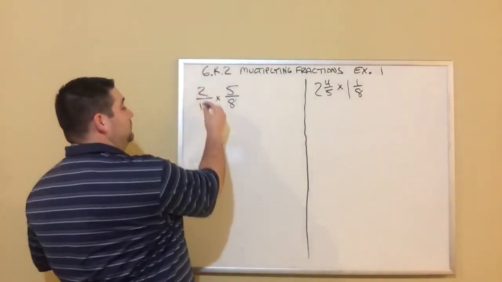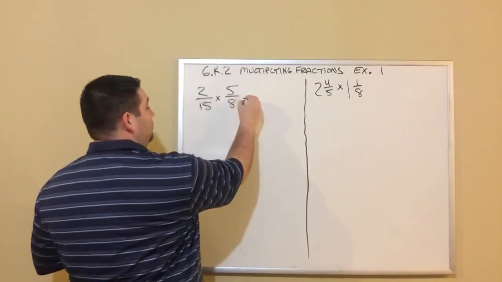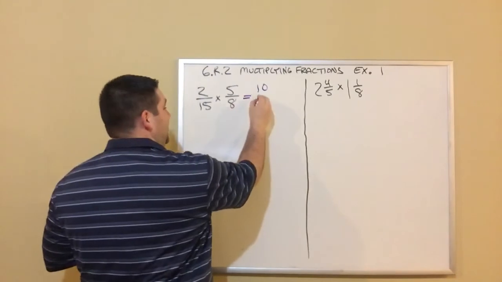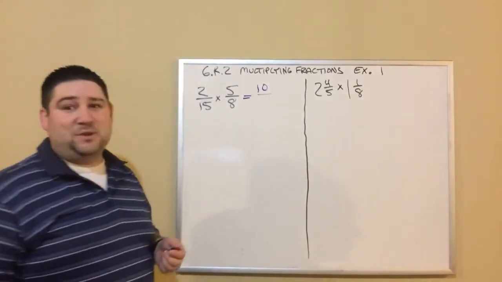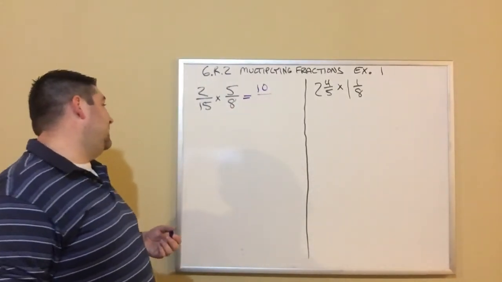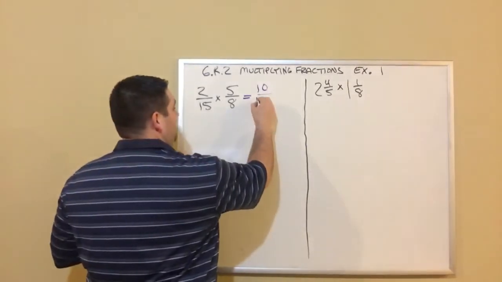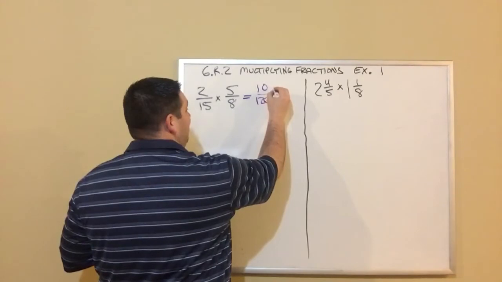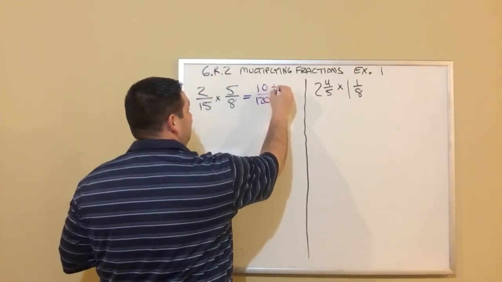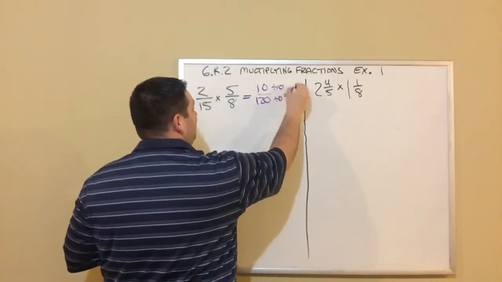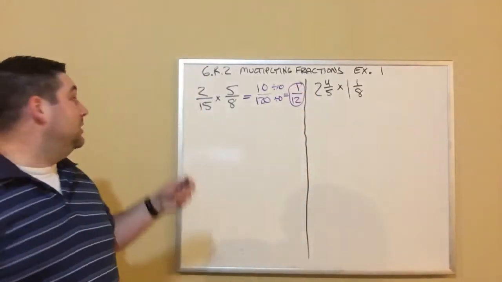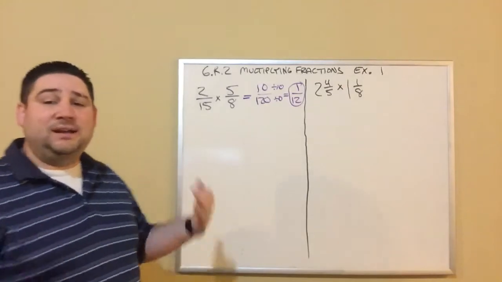So if I were to do 2/15 times 5/8, I would take my numerators. 2 times 5 is 10. 15 times 8 is, let me do some math here, 120. And then I can just simplify that by dividing by 10. And I end up with 1/12 as my answer. And that's one way to do it. All I did was multiply straight across, simplified, got my answer.